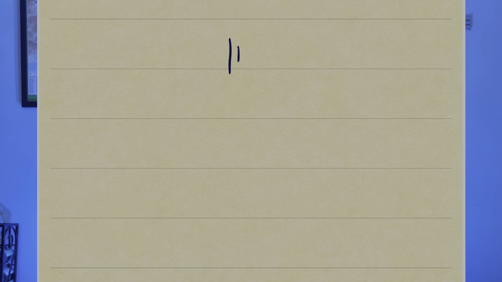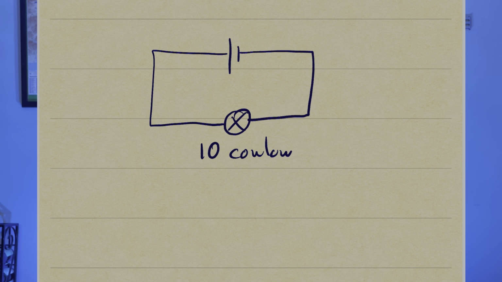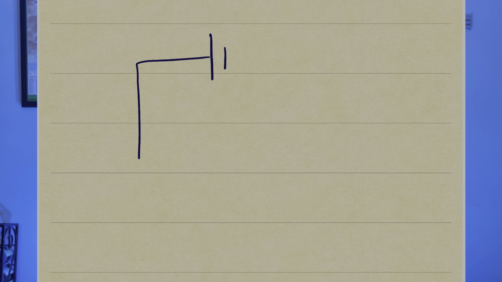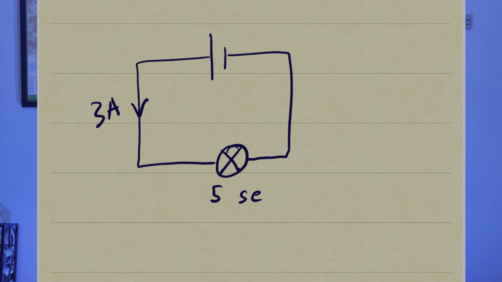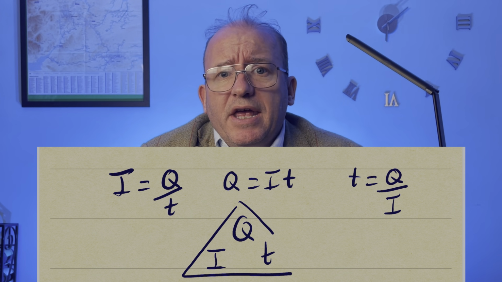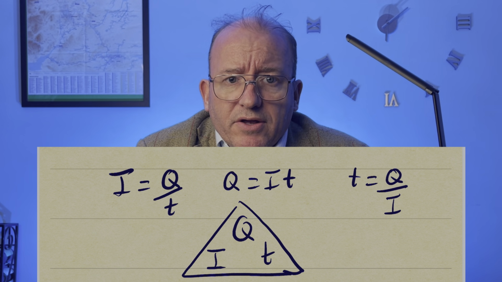Here, 10 coulombs are flowing every 5 seconds. What is the current? Well, current equals charge over time, so current equals 10 over 5, which equals 2 amps. In this circuit, how much charge can a current of 3 amps supply in 5 seconds? Charge equals current times time, and so charge equals 3 times 5, which equals 15 coulombs. The equation can be written in 3 ways, and here is also the triangle if you find that useful.